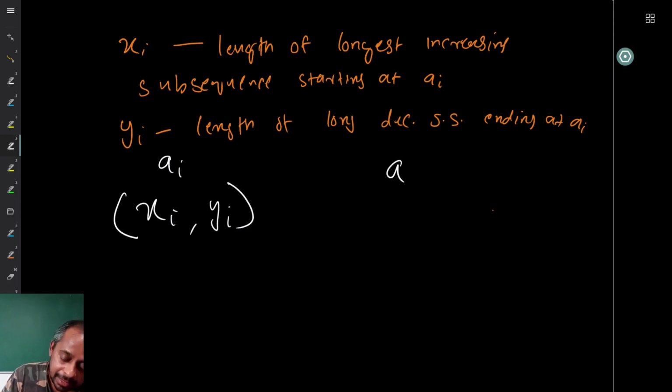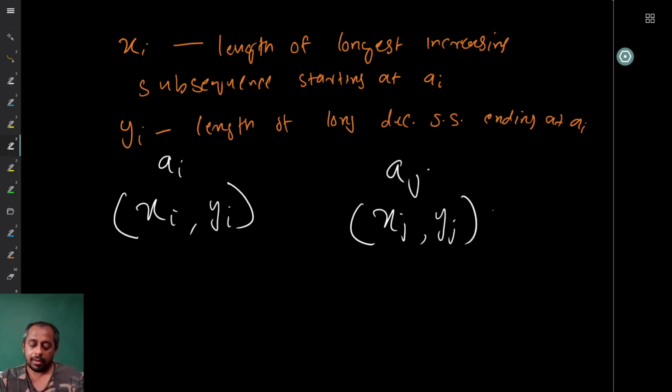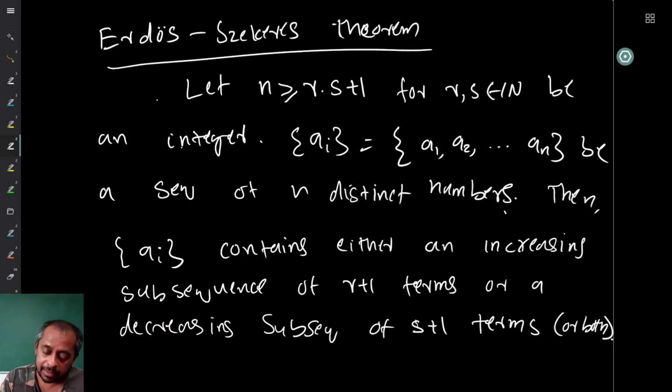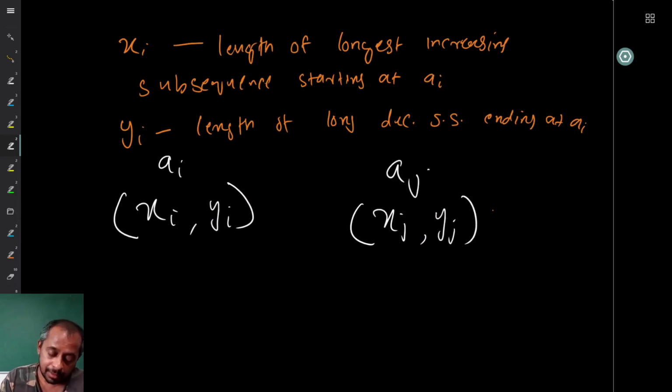Now suppose I select any other number, let's say aj, j different from i. I have xj and yj. If I look at xi and xj, maybe xi and xj are the same. That is possible, because xi is the length of the increasing subsequence starting from ai, and xj is the one starting from aj. Maybe the longest sequence starting from ai is the same as the one starting from aj. That is possible, so xi can be equal to xj.